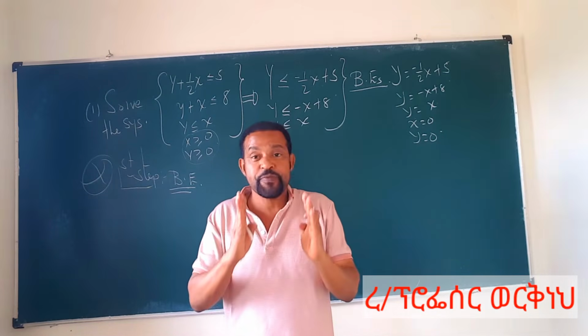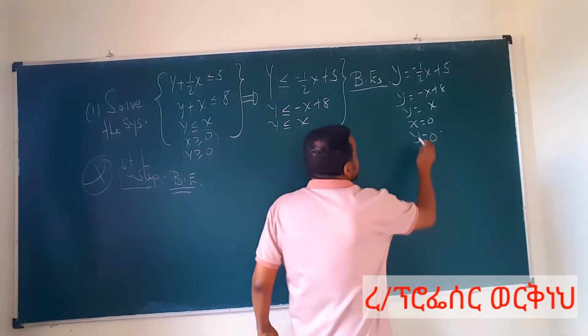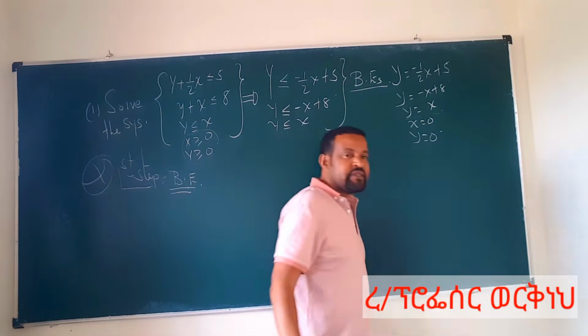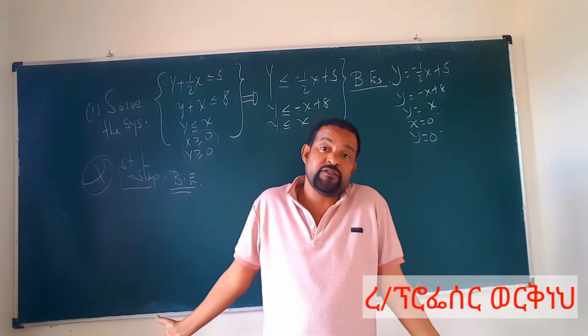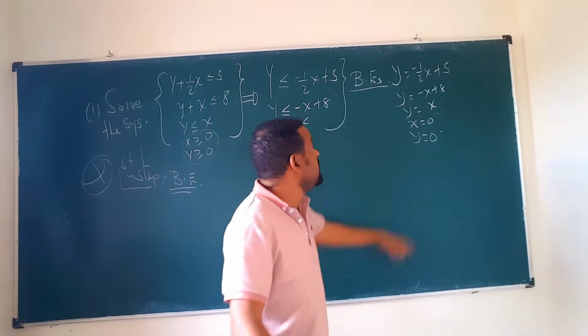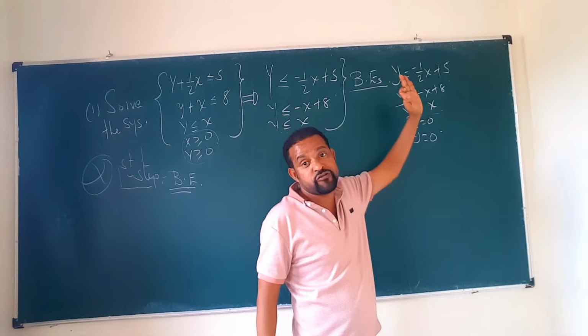For these, the y is equal to x, the line passing through the origin, no problem at all. Okay, since it is positive it is rising from left to right.